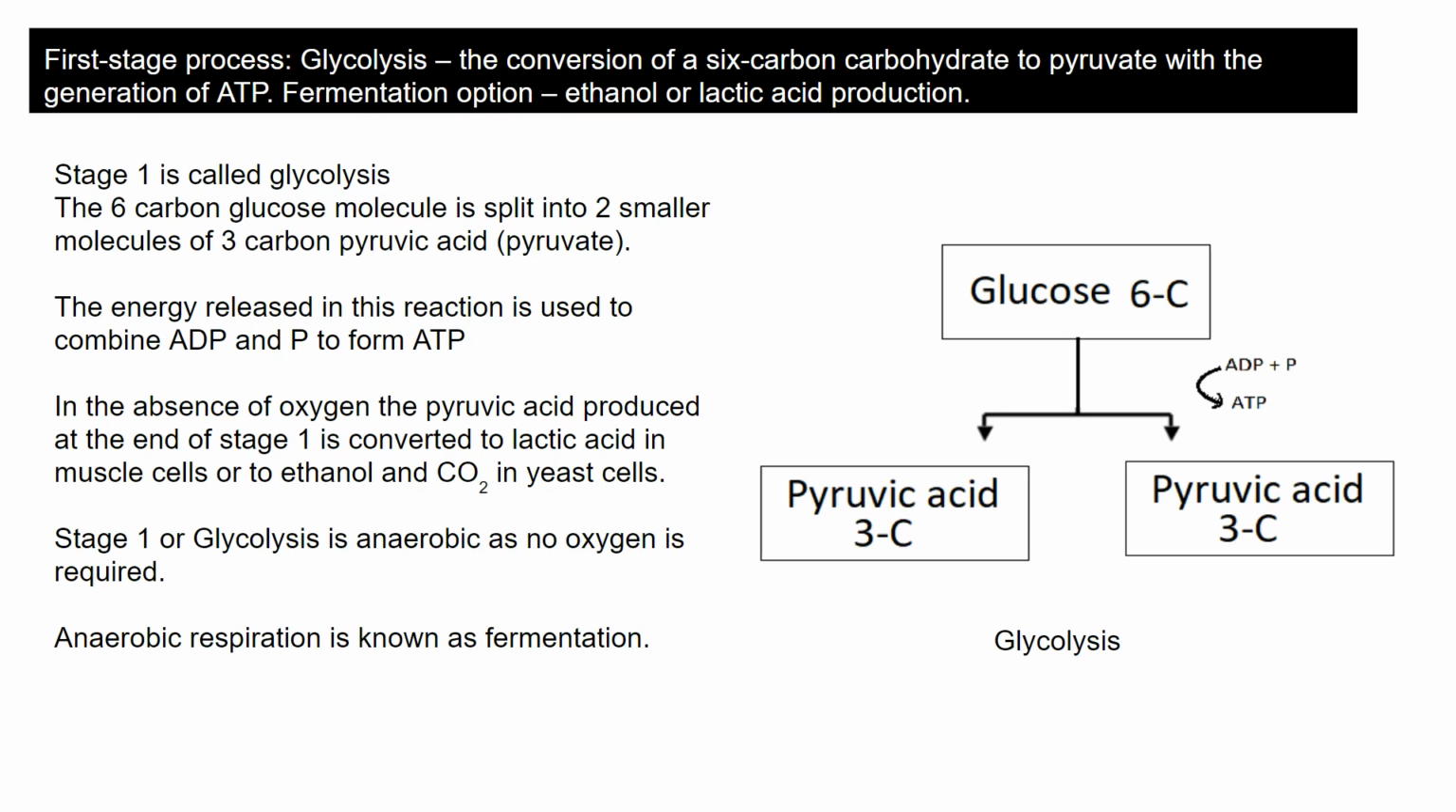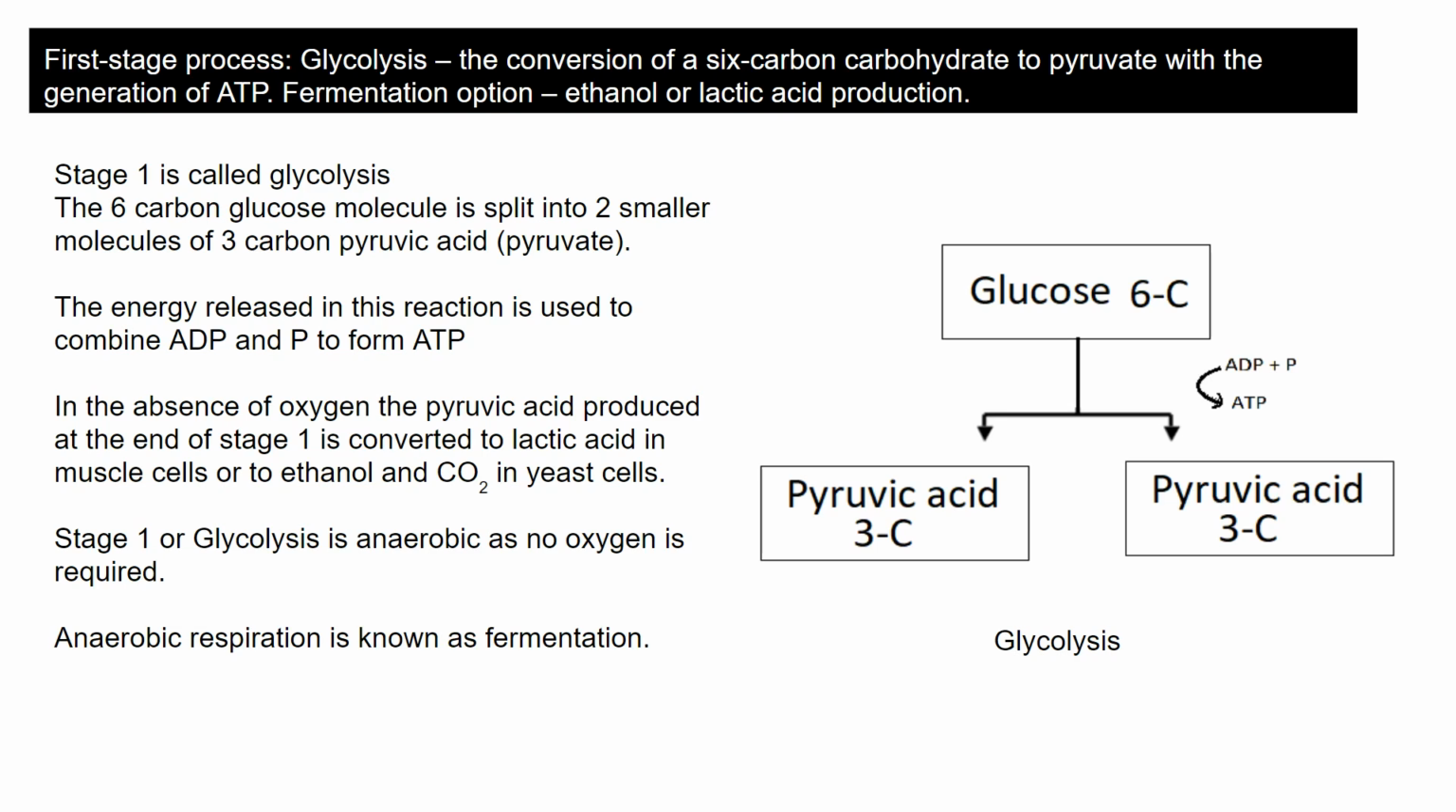Now, in that process, a small amount of energy is released, enough to form molecules of ATP. So ATP is this energy-rich molecule. It's formed by combining ADP and P.